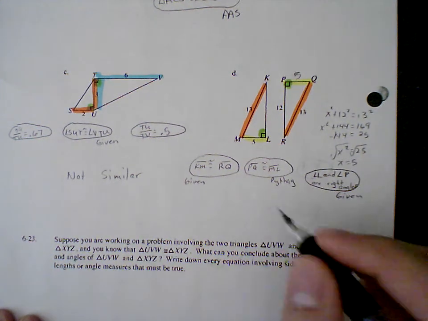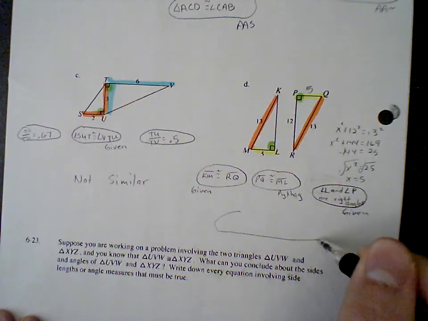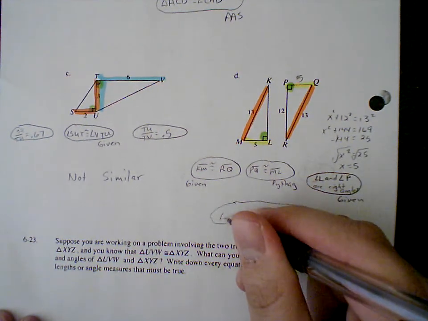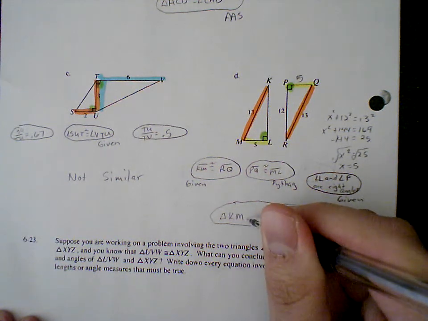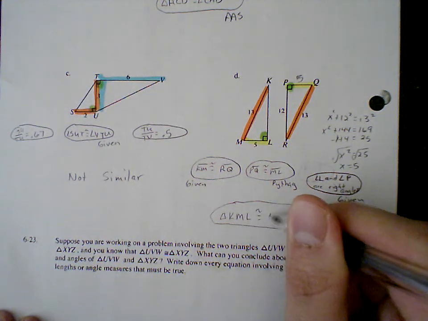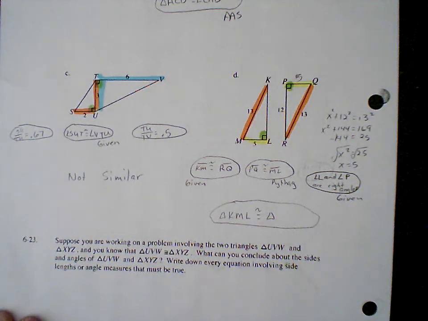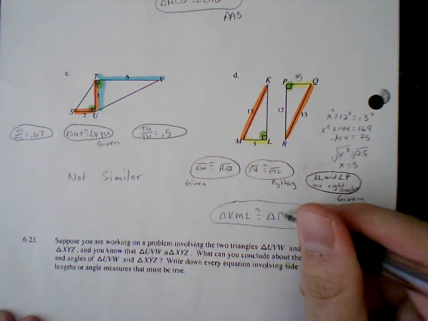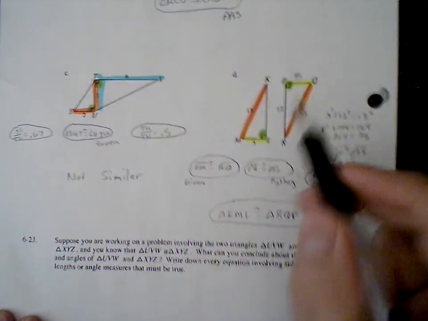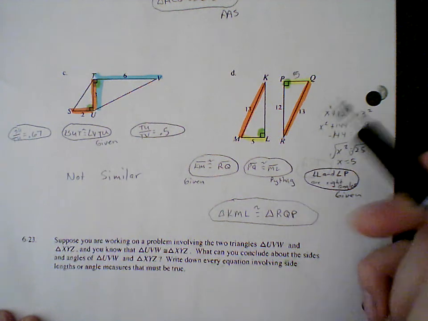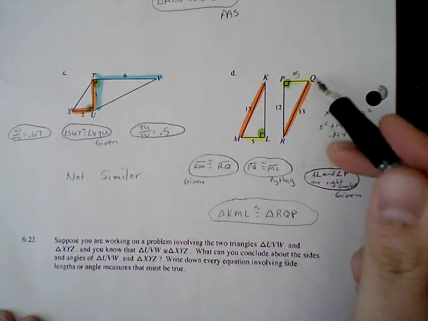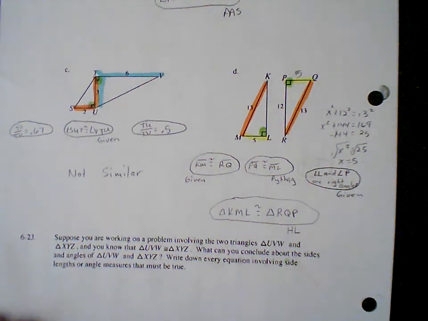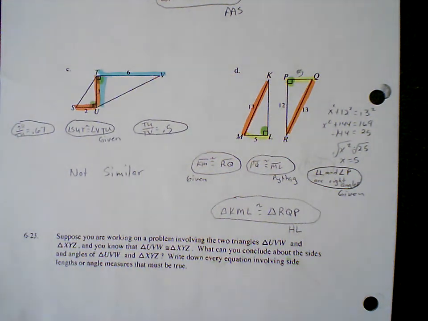So now we can finish our conclusion statement. I'm going to say triangle KML is congruent to triangle, go ahead and answer that one. Okay, it's going to be RQP. So when I did KML, I did orange, yellow, green. So I'm going to do orange, yellow, green, RQP. And we know this because of HL, so hypotenuse leg.